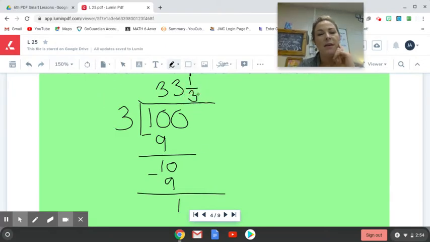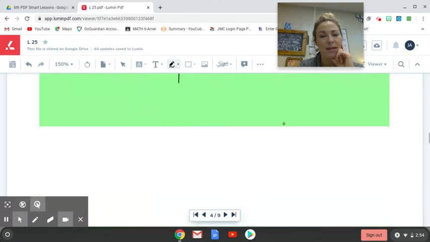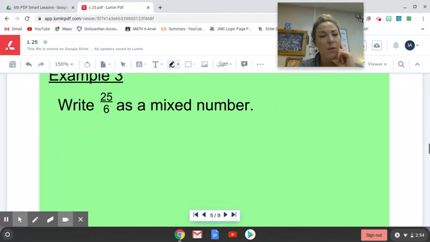Okay, so we have 33 and a third percent. What percent is 1/3 of a circle? 33 and 1/3%. Write 25/6 as a mixed number.